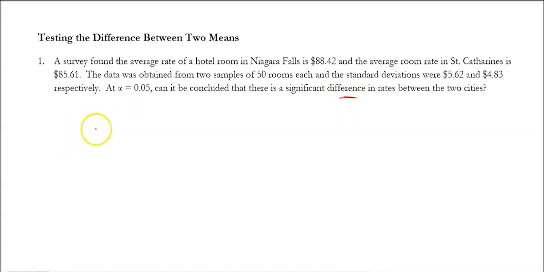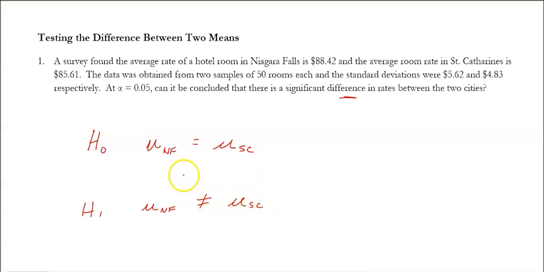Alright, so as a result, we end up with the following. For the null hypothesis, we're saying that the mean for Niagara Falls is equal to the mean for St. Catharines. The alternative hypothesis would then be the mean for Niagara Falls does not equal the mean for St. Catharines. So just like before, we would write equality for the null hypothesis and the inequality for the alternative.